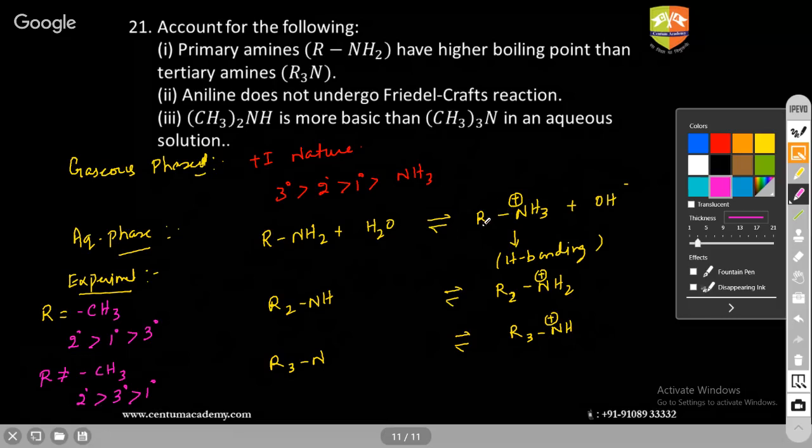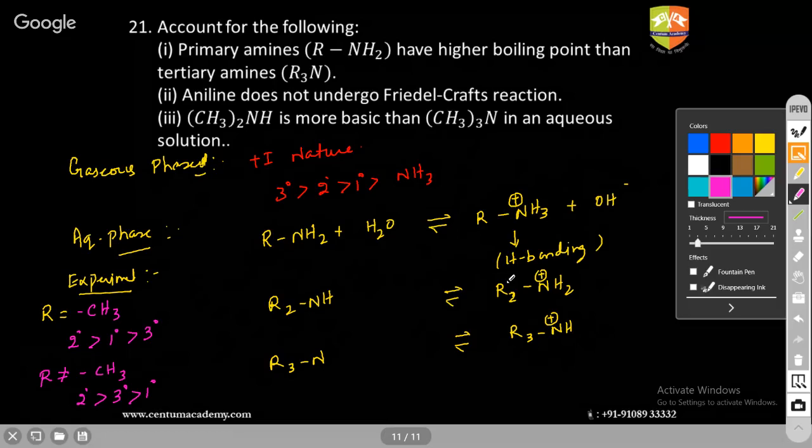Because when the alkyl group increases, we'll have steric hindrance also around it, right? That steric hindrance will also come into the picture. So hydrogen bonding, I effect, steric hindrance, steric crowding around the nitrogen atom. Got it? So the keyword here is what? Hydrogen bonding you can say, steric hindrance you can say, and the I effect you can say.